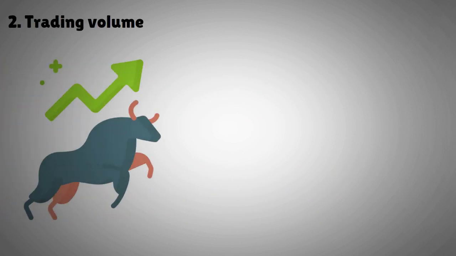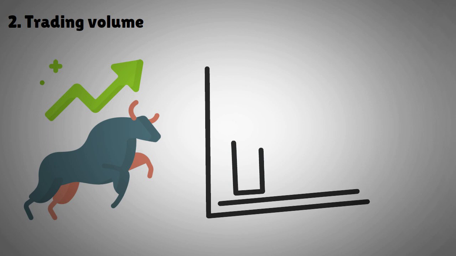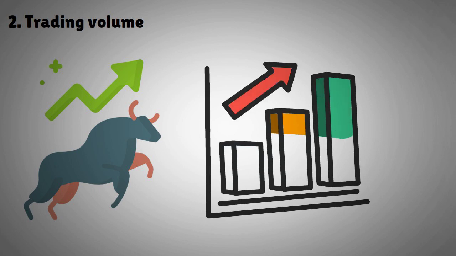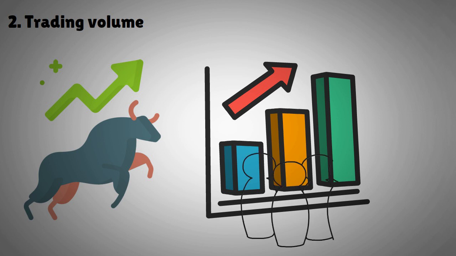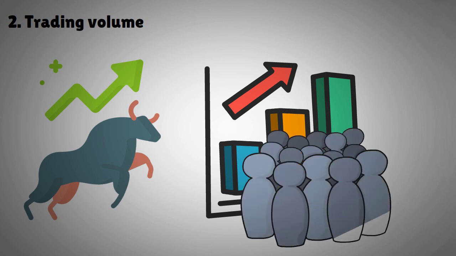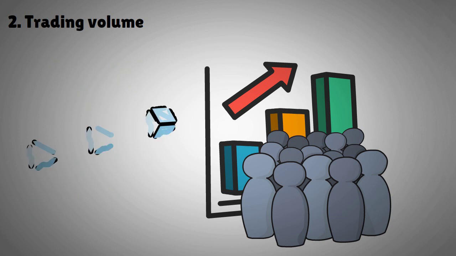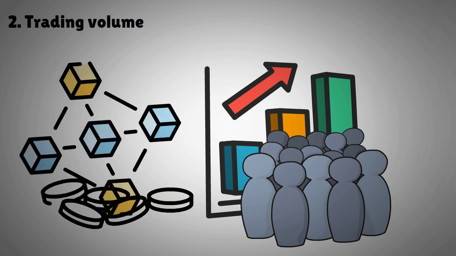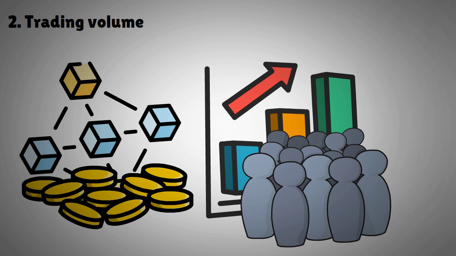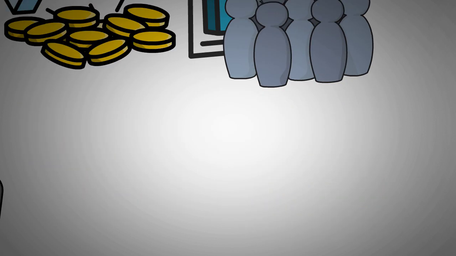Number 2. Trading volume. Bull markets are often accompanied by increasing trading volume and on-chain activity, indicating increased investor interest. Investors can spot the increase in trading volume on cryptocurrency exchanges and on-chain data to identify increased demand for cryptocurrencies, potentially signaling a bull market.